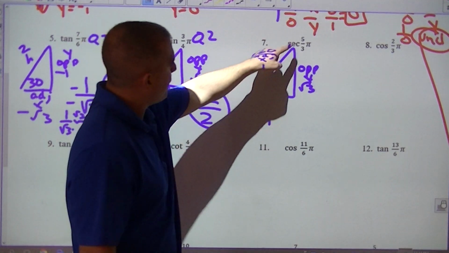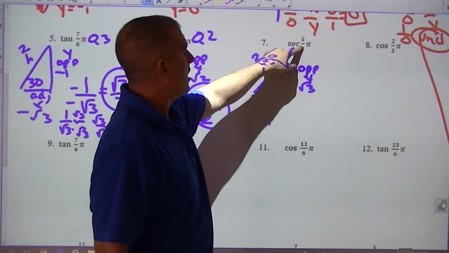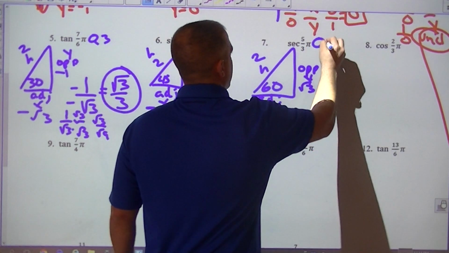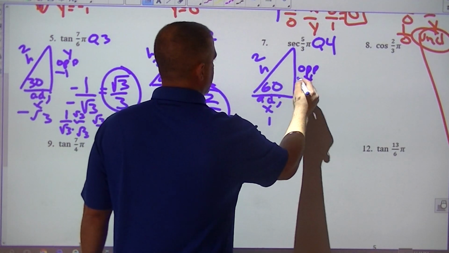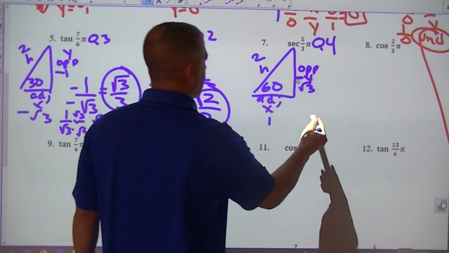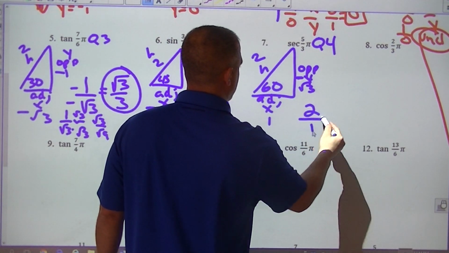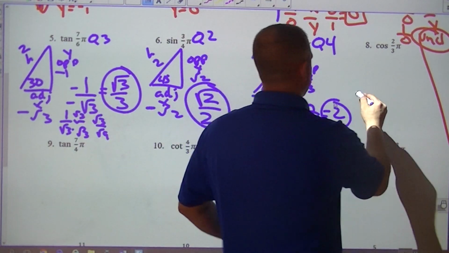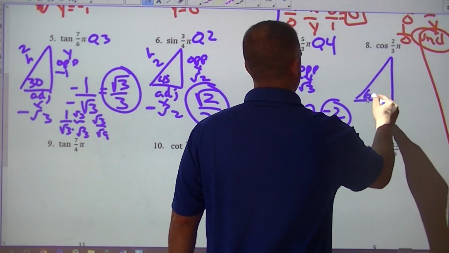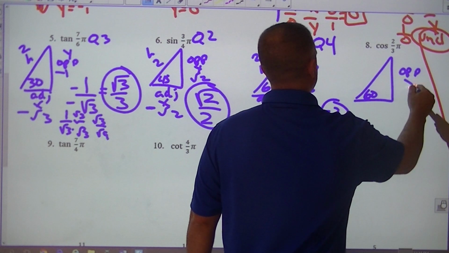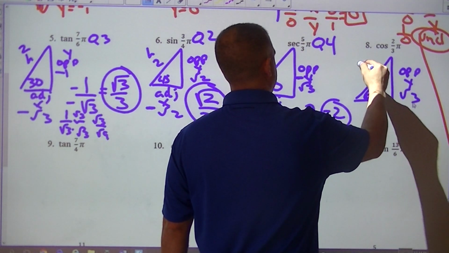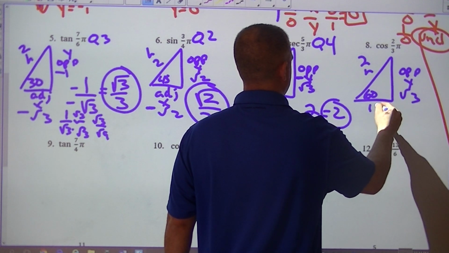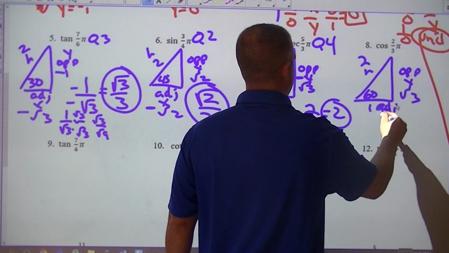Alright? Now, 5/3, as you can see, that's more than 1 apart. So this will be quad 4, which this will be negative in quad 4. Secant is h over a, which will be 2 over 1, which will be 2. Same triangle because it's 2/3. So I don't even really have to change anything there. 2 for the hypotenuse, 1 for the adjacent, which will be x.